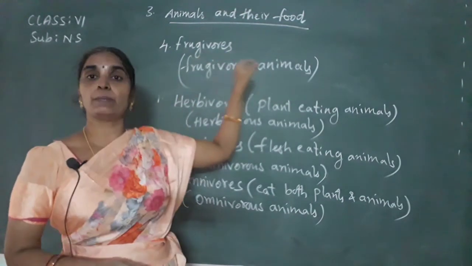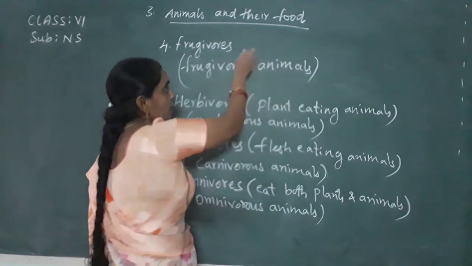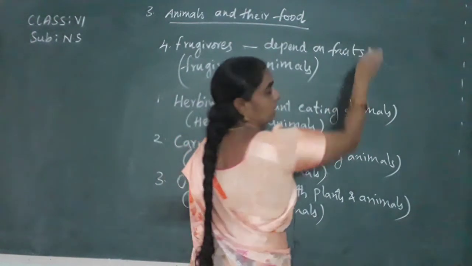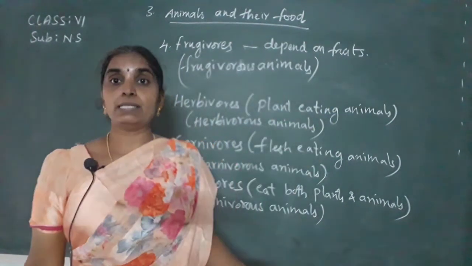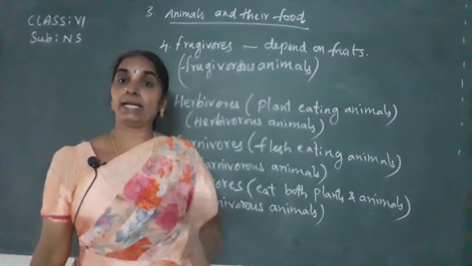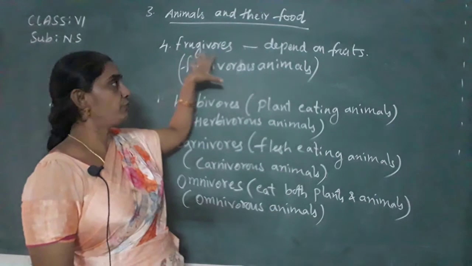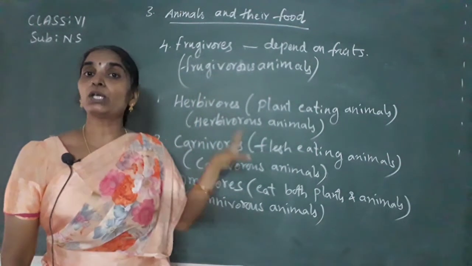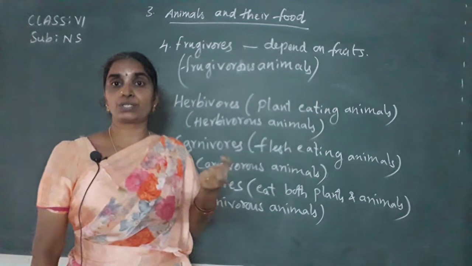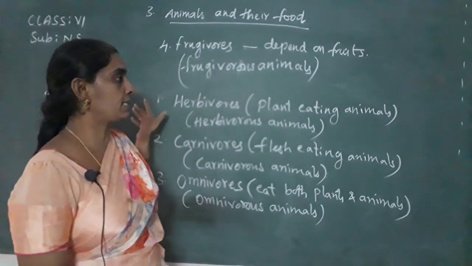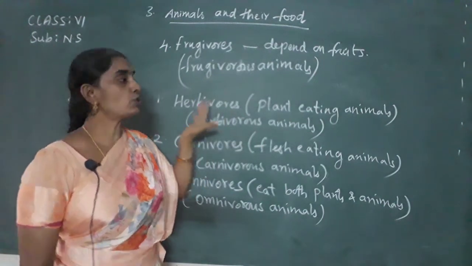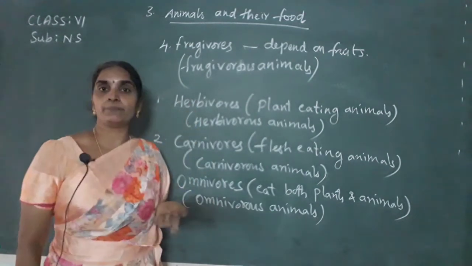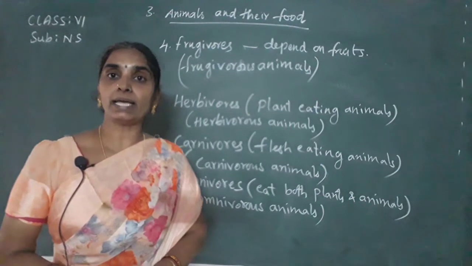So the frugivores depend mostly upon fruits. They also depend on succulent fruits or vegetables, shoots, roots, seeds and nuts too. Mostly the frugivores depend upon fruits as their food. They depend on succulent roots, shoots, that is stems, and also nuts, seeds, etc. for their food. 20% of the mammalian herbivores are frugivores. Okay, children? So this is about the classification of animals based on their food habits.